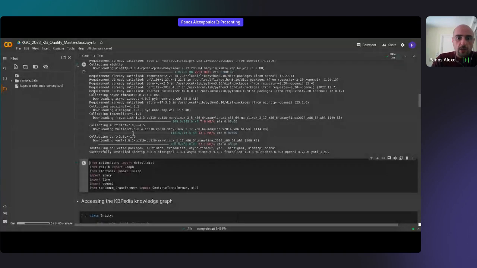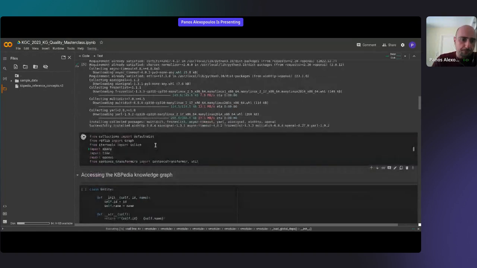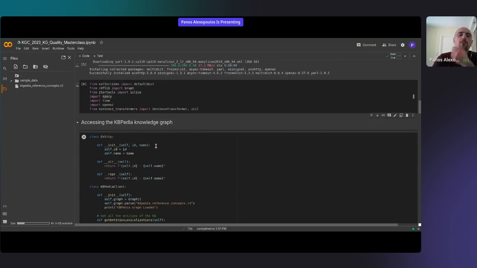Okay, so we have now installed our software, and I'm going to import some of the libraries. Okay, so everything goes well. The first thing we need to do is access the KBP knowledge graph. In general, as I said, a knowledge graph can be very large, and we can access it in many ways, right? We can download a dump and put it in some triple store or some other database and use an API, use SPARQL, things like that. Now, KBP is relatively small.